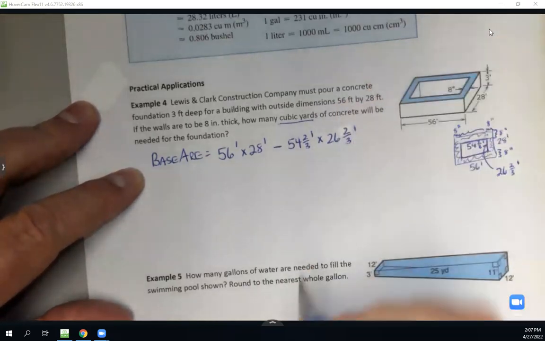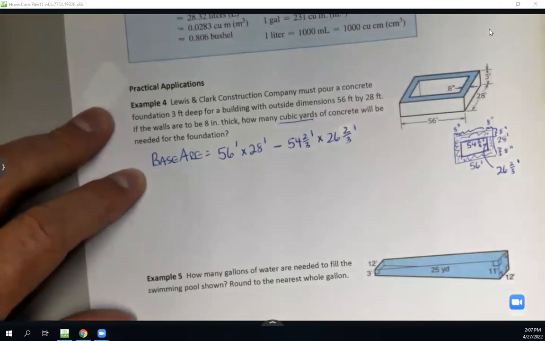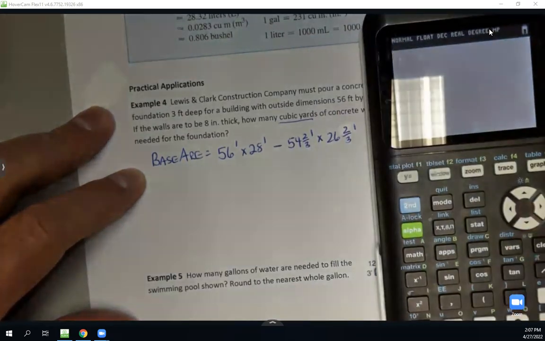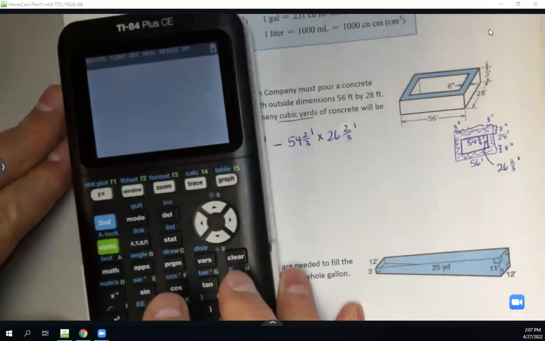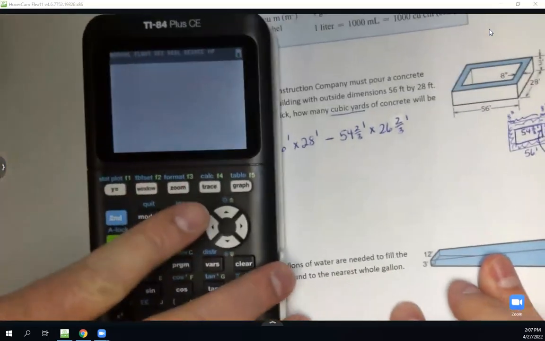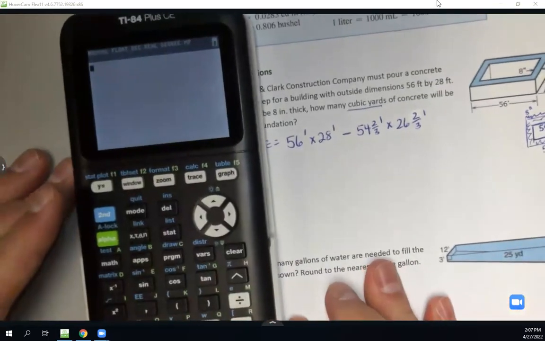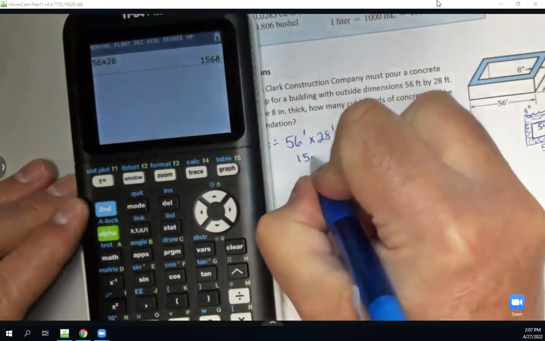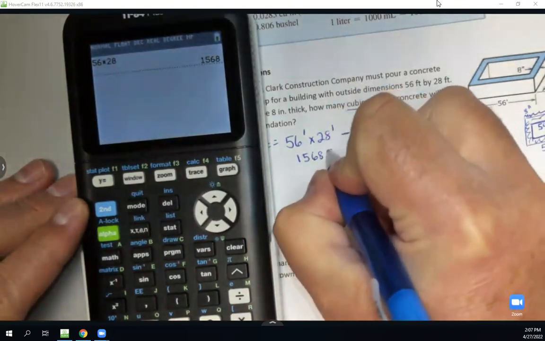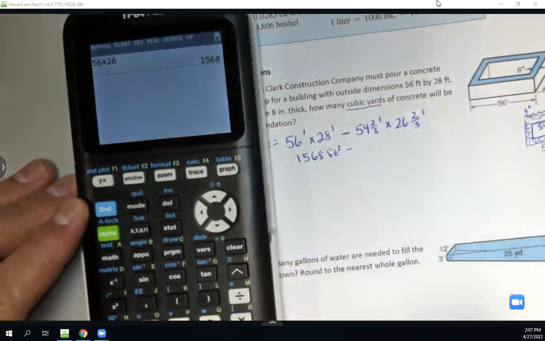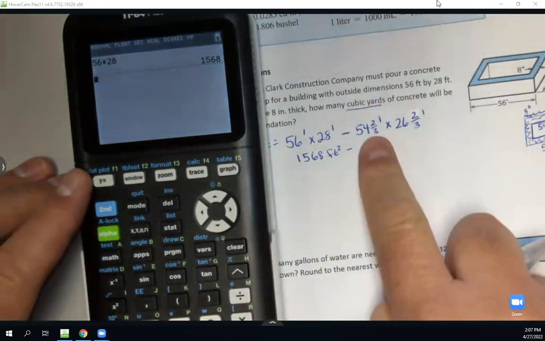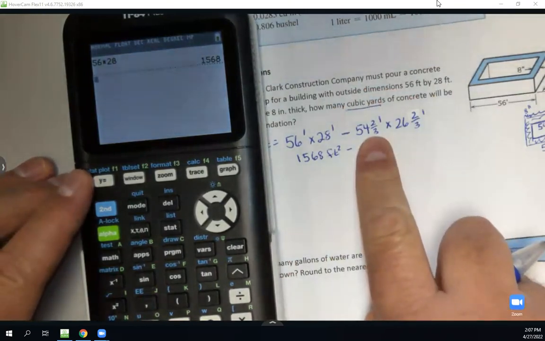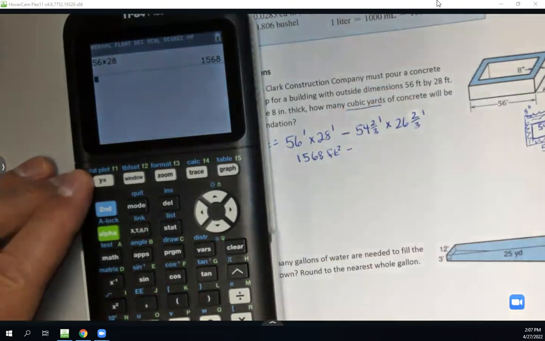Does that make sense? Okay. So put that over here again so I can read it. So 56 times 28, that's going to be 1,568, and I'm going to say square feet there, minus, now 54 2/3, I'm going to just do this in decimals, okay? We're going to ultimately use decimals anyway.